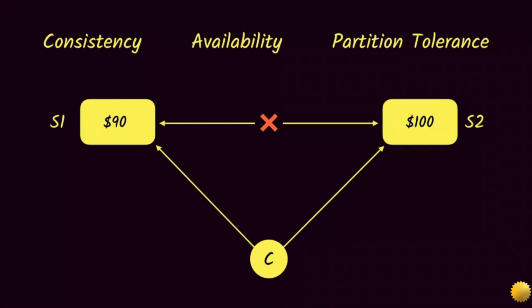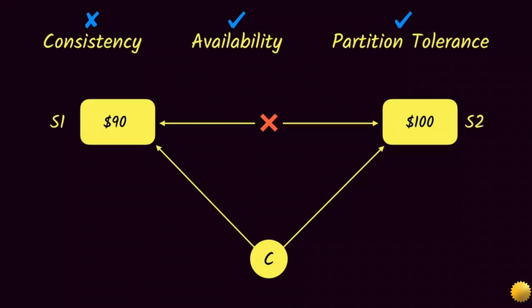So in this case, if we look at the three properties that we have, our system does support availability because both the nodes are replying to the requests, and partition tolerance is also there because even if the partition is there, our system does continue to work properly. But the consistency is not there because the balance across both the nodes is not the same.